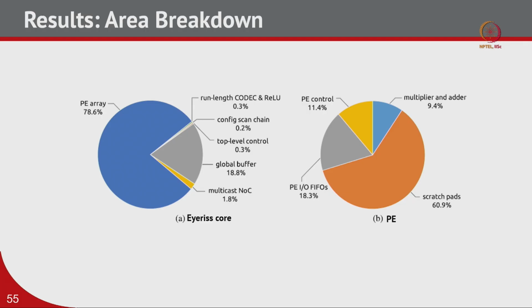So, first of all, let us see the area breakdown. This particular pie chart is showing the area breakdown of the Iris core, where you can see that the PE array takes 78.6% of the area, this blue region, and then the next highest consumer of the area is the global buffer, which is 18.8%. So, NOC takes 1.8%, then run length codec and ReLU take 0.3% and so on and so forth, right. So, most of the area is consumed by PE.